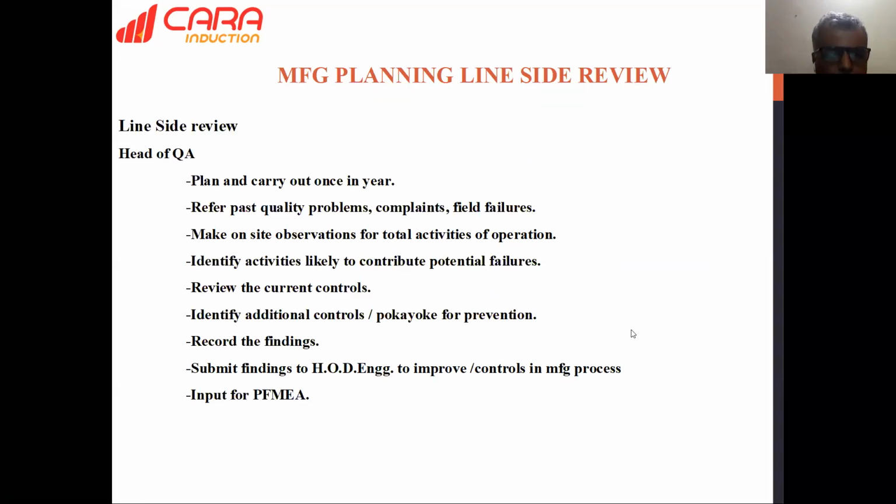Now we are coming to manufacturing planning. In the manufacturing induction hardening section, manufacturing planning is most important. Whatever the control plans and PFMEA, they need to be used effectively. Generally, we are seeing that we do not take much care of the FMEA and control plan. But in manufacturing practice, if we use these tools effectively, then we get very good benefits.